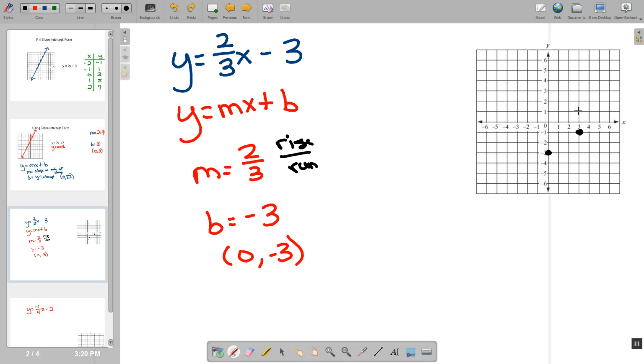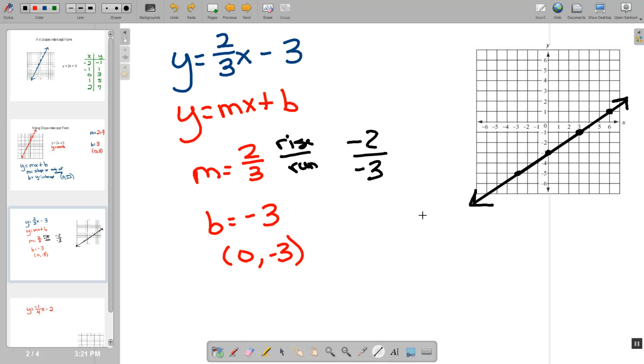Now, if we wanted to rise 2 and run 3, 1, 2, 3, again, we can go over here. Once again, we can do the exact opposite. We could do negative 2 over negative 3. So we could rise negative 2 and run negative 3. 1, 2, 3. And we will see that we're on the same pattern. If you do everything correct, obviously you're going to make a line. If you make a mistake, obviously the line would disappear. So we have our line.